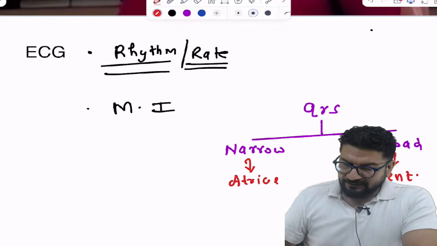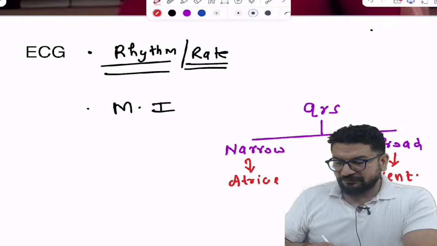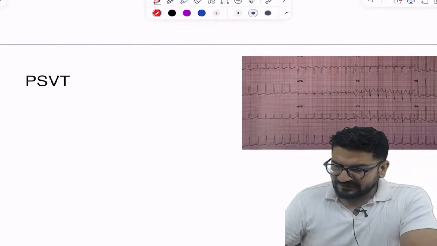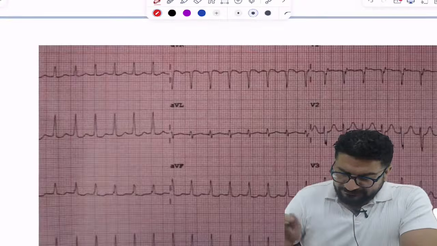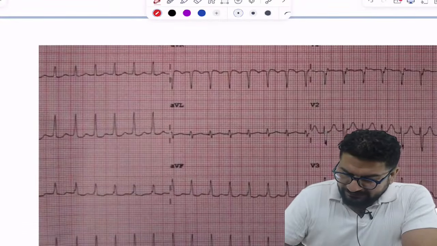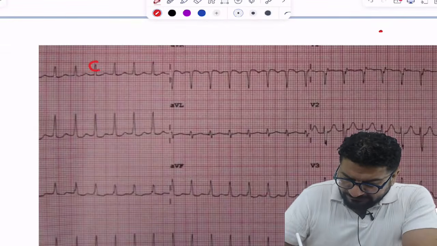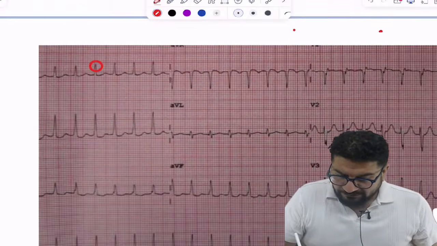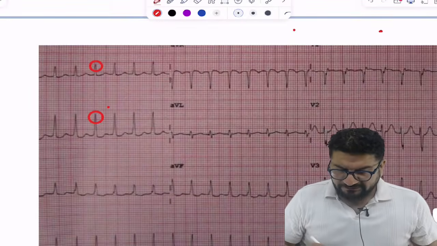I'll show you. So this is an approach which I am telling you here. So first thing what we have to see is QRS. So let us see some important ECG. So look at this now, PSVT. So first look at this. In this ECG, what I can comment, you can see this QRS is narrow. So first thing I can comment is QRS is narrow. QRS is narrow, it means it is atrial arrhythmia.